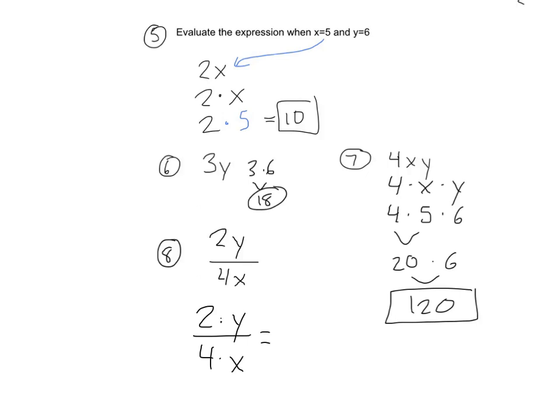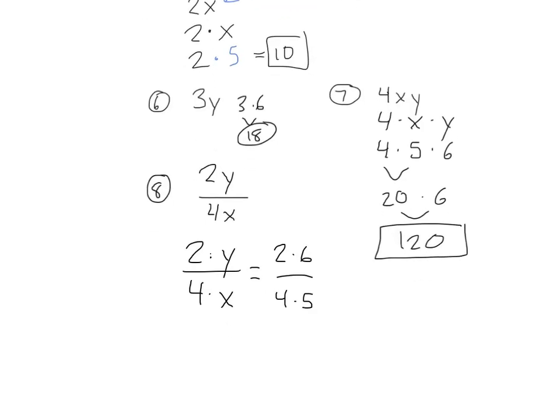Okay, well, 2 times y, that really means 2 times 6 over 4 times x, which was represented with 5. So, order of operations says I need to obey what's on top of the fraction bar first, and that would be 2 times 6 is 12 over 4 times 5 is 20. You might say, oh, we're done, 12/20.